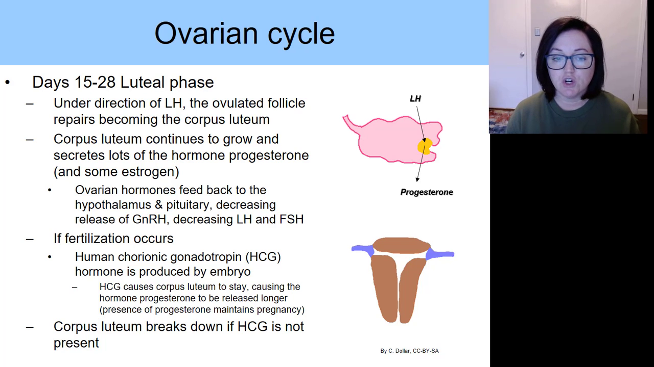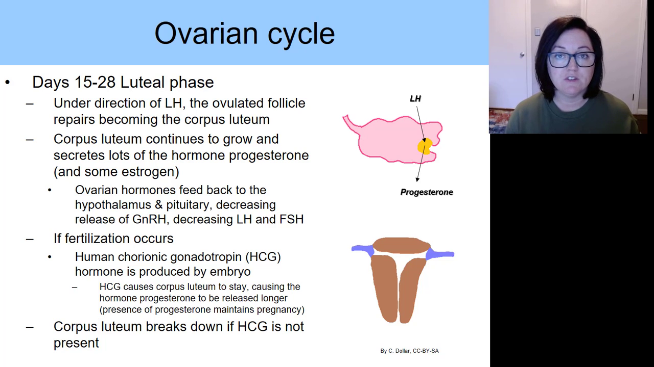If fertilization occurs, the embryo will begin to release a hormone called human chorionic gonadotropin hormone, better known as HCG. This is the hormone that can be detected in urine early in pregnancy. HCG is released by the embryo, and it tells the corpus luteum to stay and maintain the release of progesterone.